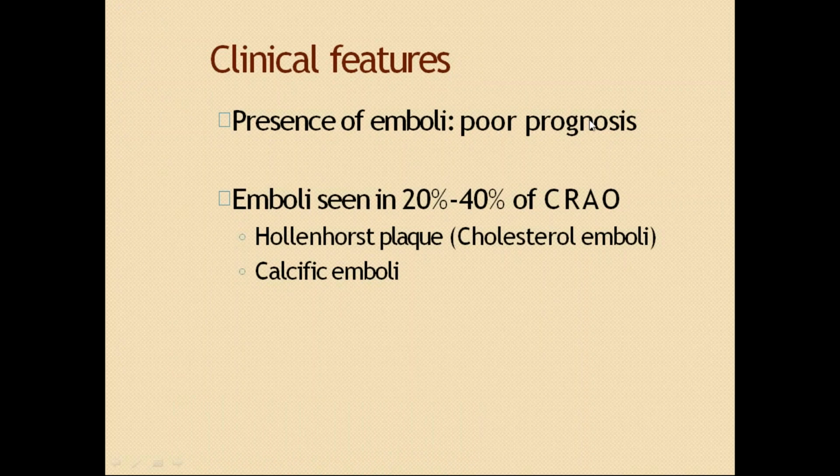So if there is presence of emboli, I told you if there are emboli, it is the non-arteritic type, the prognosis will be very bad. So emboli are seen in 20 to 40%. If the emboli are of cholesterol, then they are called Hollenhorst plaque. If it is calcific, then there will be calcific emboli. Always remember, if it is cholesterol, and this is a viva question, you will answer Hollenhorst plaque.